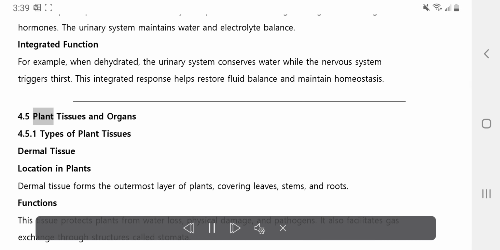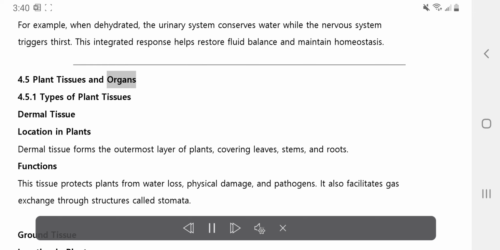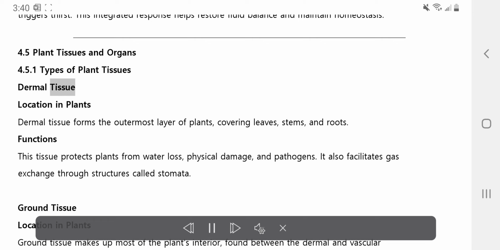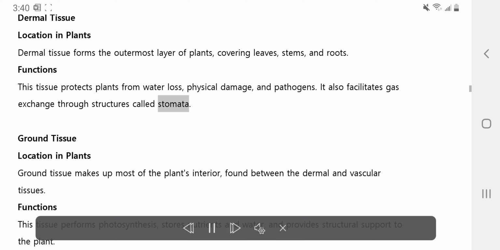For point 5, Plant tissues and organs. For point 5.1, Types of plant tissues. Dermal tissue. Location in plants. Dermal tissue forms the outermost layer of plants, covering leaves, stems, and roots. Functions. This tissue protects plants from water loss, physical damage, and pathogens. It also facilitates gas exchange through structures called stomata.